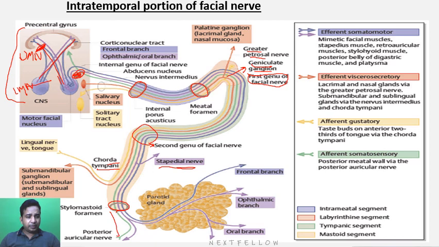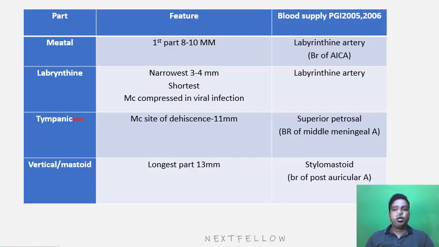This part exiting from the stylomastoid foramen is the extratemporal part. From the internal auditory canal till the level of the stylomastoid foramen is the intratemporal part. Now let's discuss the intratemporal part, where the facial nerve goes into the temporal bone. So there are 4 parts. First one is the meatus, that means the facial nerve running in the internal auditory canal. So that is known as the meatal part.